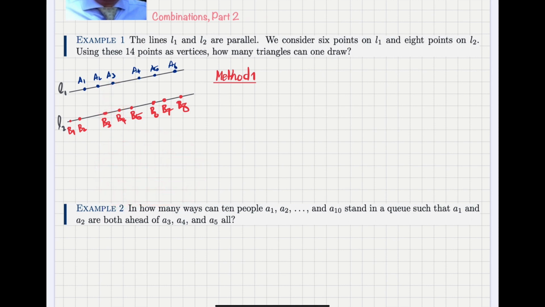So if I want to count the number of this type of triangle, one vertex blue, two vertices red, I would say that I choose 1 point from the blue ones and I choose 2 points from the red ones, or I choose 2 points from the red ones and I choose 1 point from the blue ones. So that should be the answer.